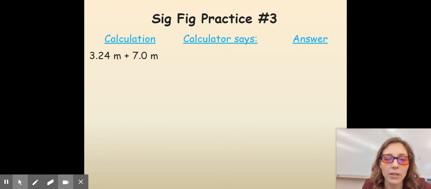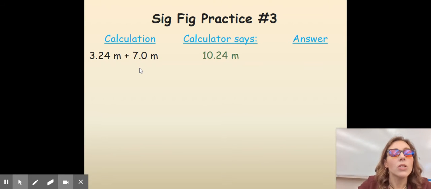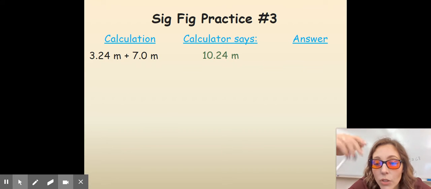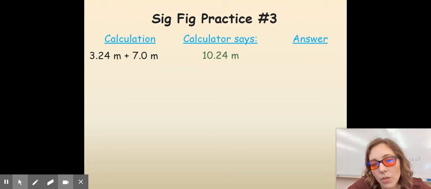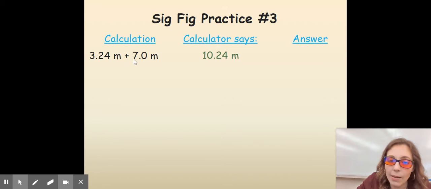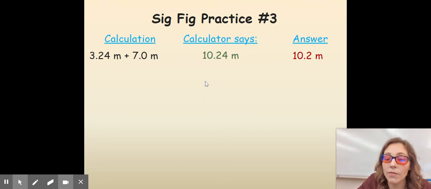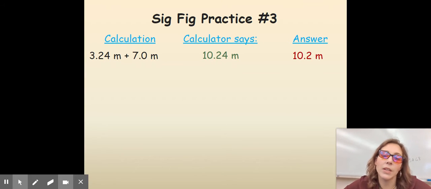Okay, so here's our calculation. 3.24 plus 7, and this is what the calculator says, okay? So the 3.24 has 2 decimal places. The 7.0 has 1 decimal place. So my answer has to be rounded to 1 decimal place. Well, that means I'm looking at the 4 of what my calculator says, and I am going to cut it off. And meter plus meter is just meter.